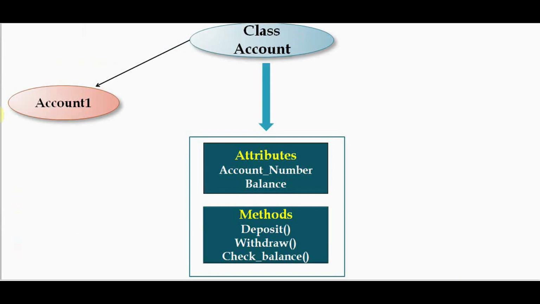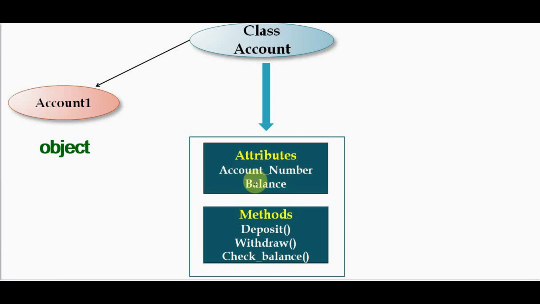Now we are going to create an object for this class. So what is an object? An object actually exists in this world and it is unique. The values of the attributes are unique for each object. So we are creating an account called account1. It will have unique values for the attributes account number and balance. If you create some other account2, it will have its own unique values.